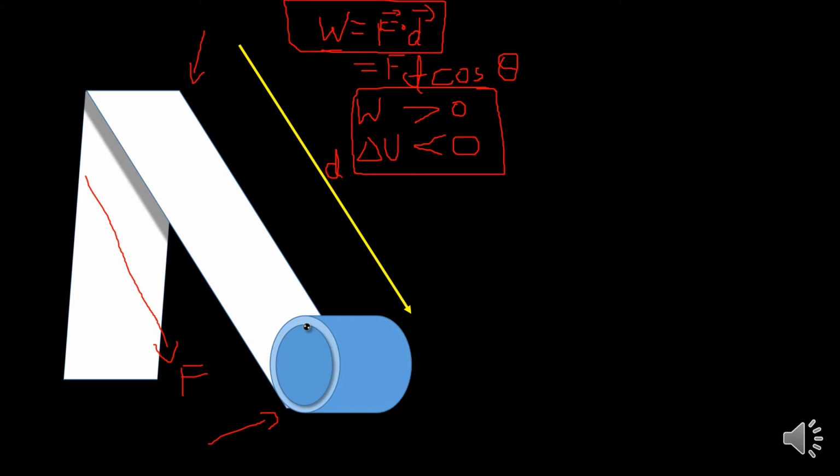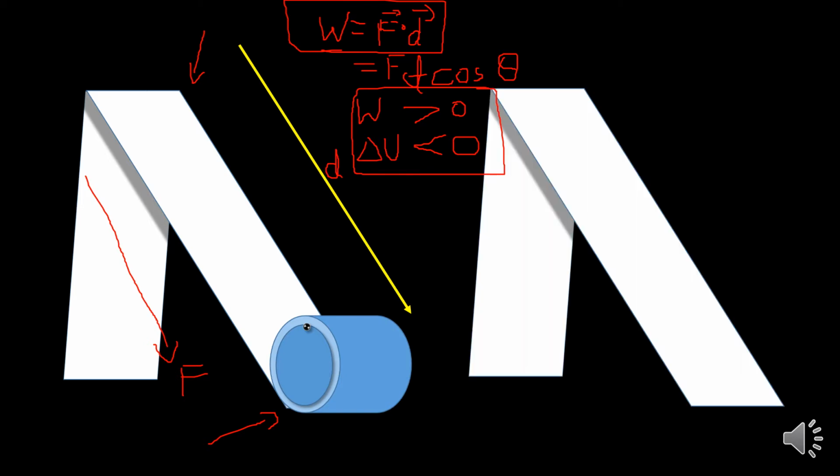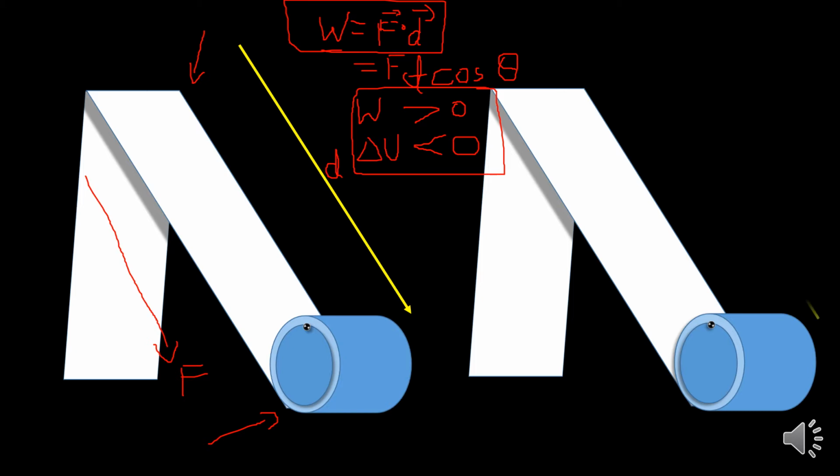Let us consider another case. What if cylinder is previously kept at bottom, and now if we try to take it up, displacement is in upward direction, and the force is downward, mg sin theta is downward. So what is the angle between F and D? F and D both are opposite, and hence work done in this case will be negative.